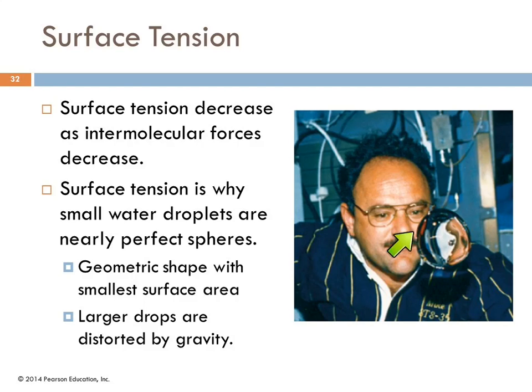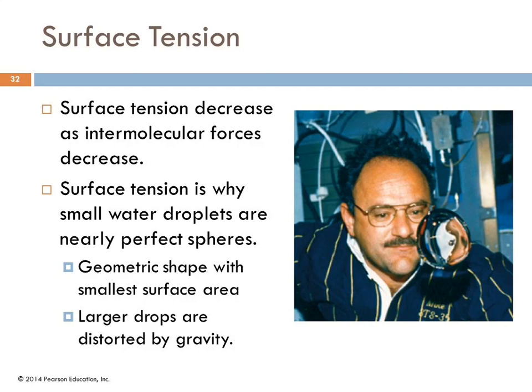But why do water droplets make spheres? Why don't they make cubes? Well, the sphere is the shape with the smallest surface area. So to get the smallest surface area, it's going to form a sphere. When you get really tiny water droplets, they're nearly perfect spheres. Here on Earth, when you get larger ones, they get distorted by gravity.